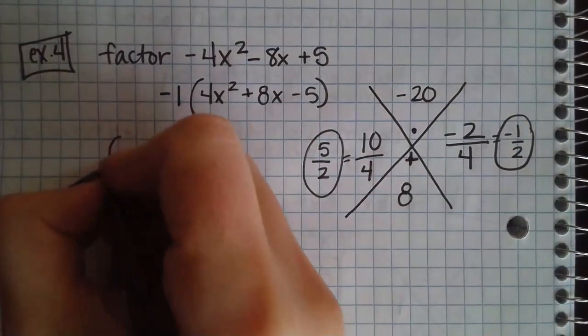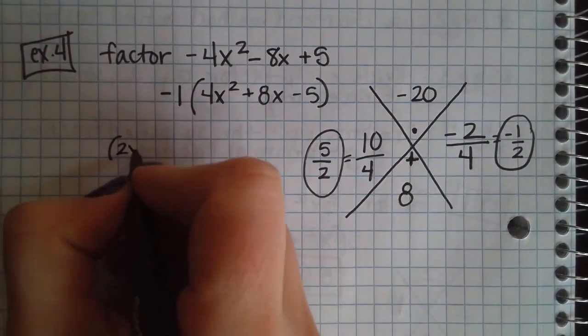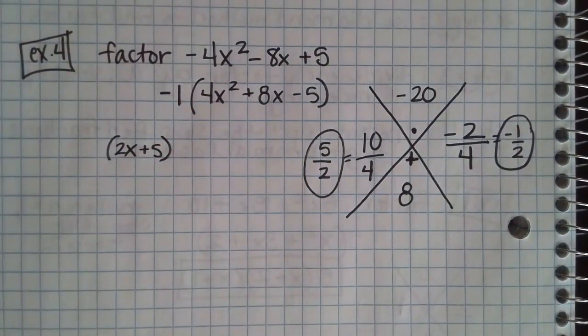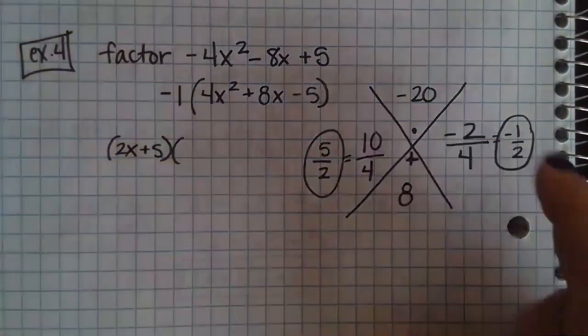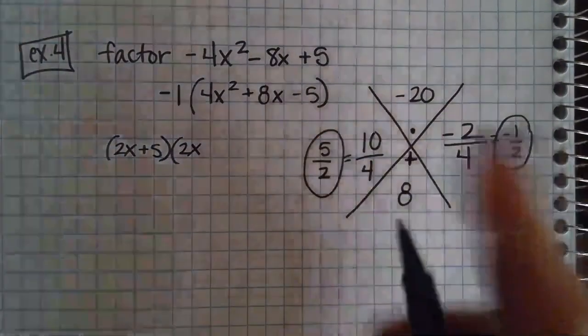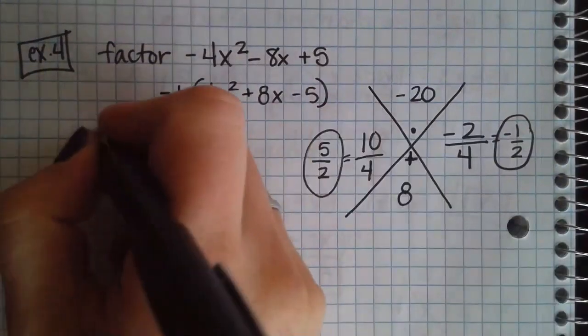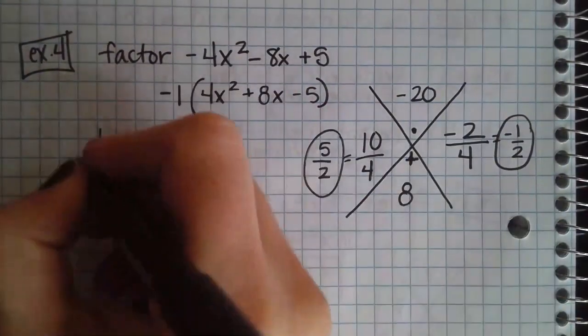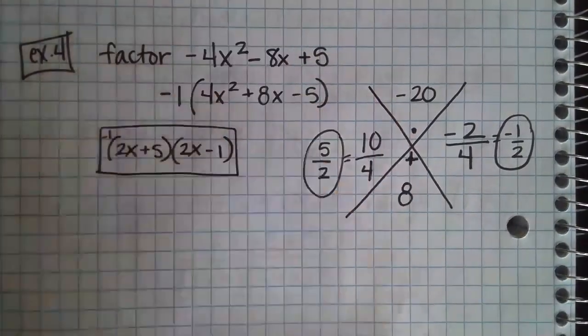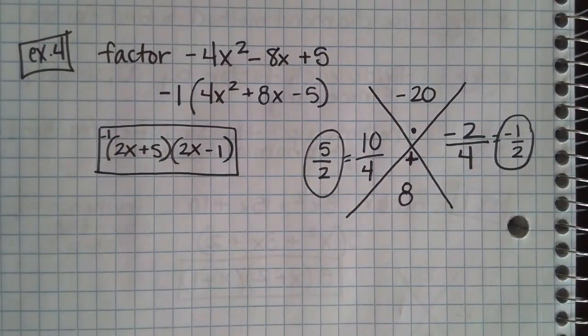So our first binomial is 2x plus 5 times the quantity 2x minus 1. Oh, and gosh, what did I forget? Negative 1. Don't forget that factor that we factored out. That would have been bad.